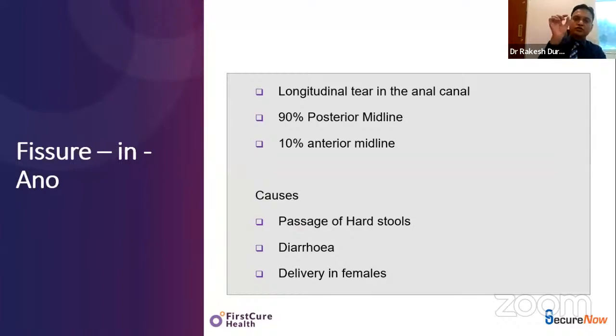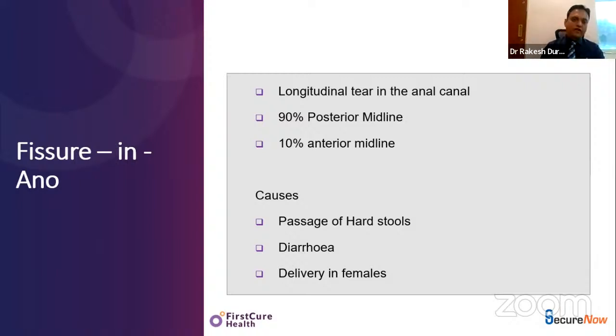So it is a longitudinal tear in the anal canal. Mostly it happens in the posterior midline, behind your back passage, towards the spinal region, near to the spine. So we call it posterior midline. 90% is in that area, 10% is anteriorly. And what are the causes which lead to the Fissure-in Ano?